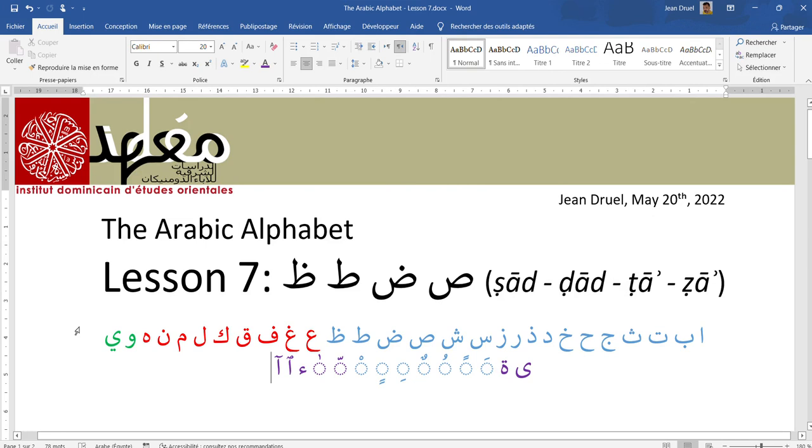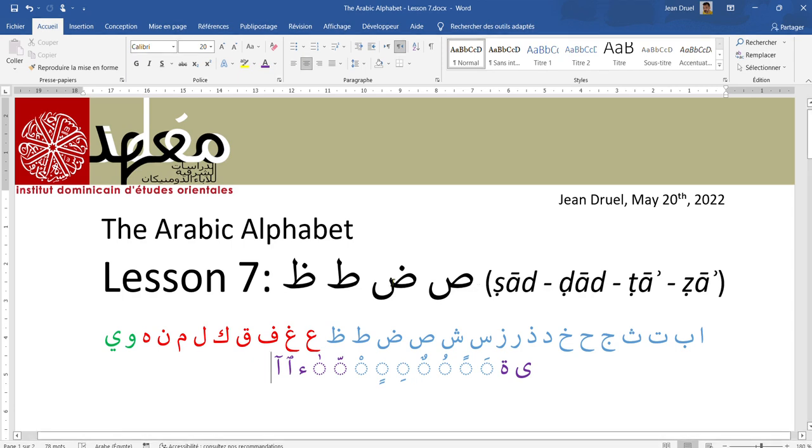So today we are studying 4 consonants that have a common point: the sod, the bod, the pa, and the tha. They have in common that they are emphatic. Emphatic means that they modify the color of the vowel that follows. So we will see this in detail.